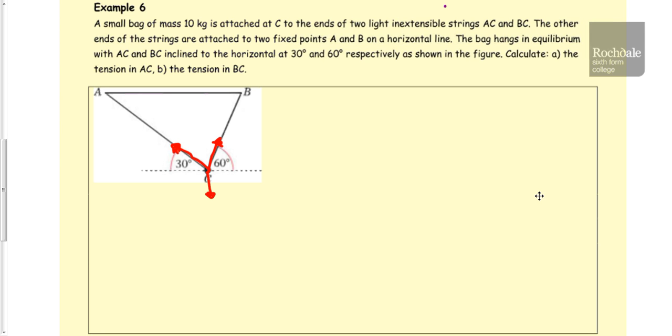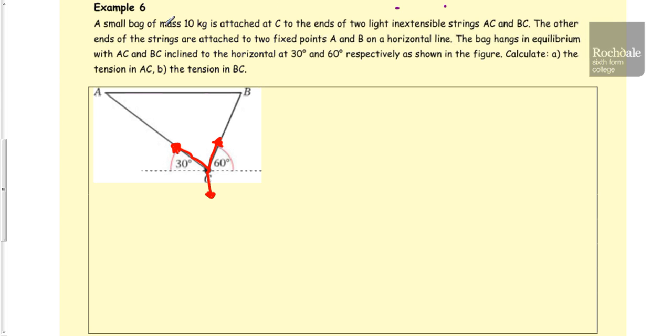Statics example 6. As you can see, I've started labelling the forces on this diagram. It's similar to example 5 that we've just been looking at, but in example 5 we had a bead threaded onto one string. There was no friction involved in that situation, and the tension was the same throughout the string.